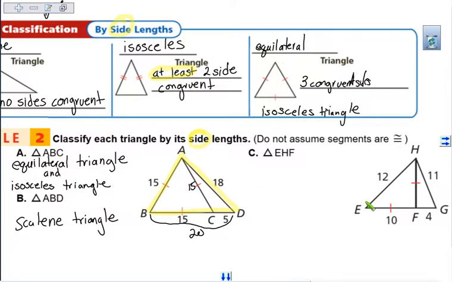And the next one here, triangle EHF. So we have EH at 12, EF at 10. What is HF? It is also 10 because we have tick marks. So we have two sides that are congruent. So this is an isosceles triangle.